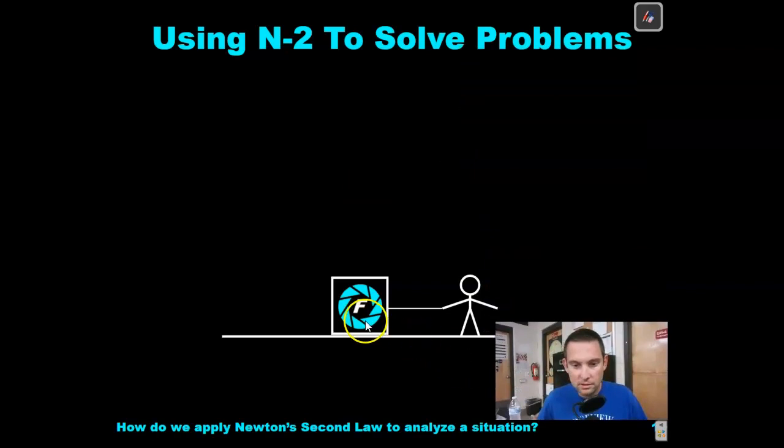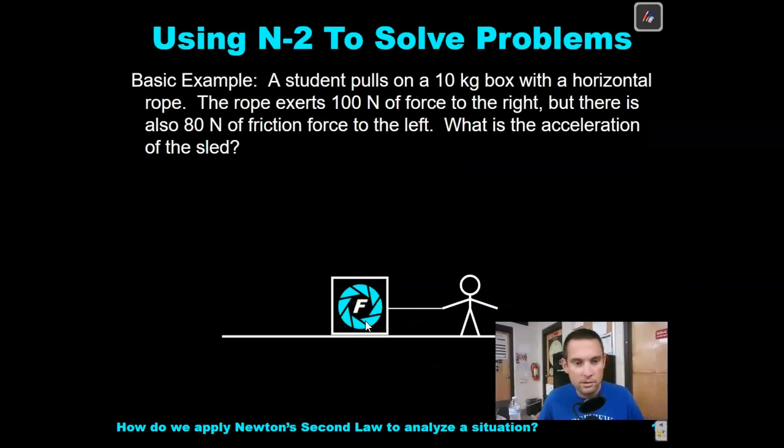Here we go. There's the Friendly Physics logo, taken from Aperture Science, whatever. Basic example. A student pulls on a 10-kilogram box with a horizontal rope. The rope exerts 100 newtons of force to the right, but there is also 80 newtons of friction force to the left. What is the acceleration of the sled?